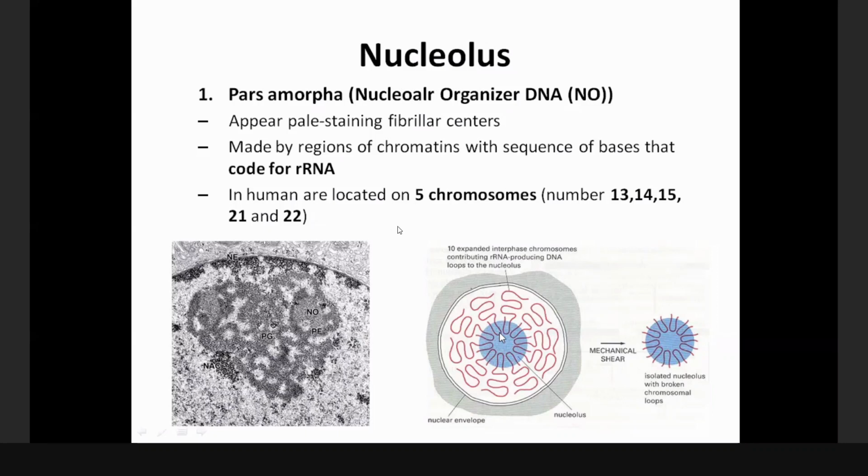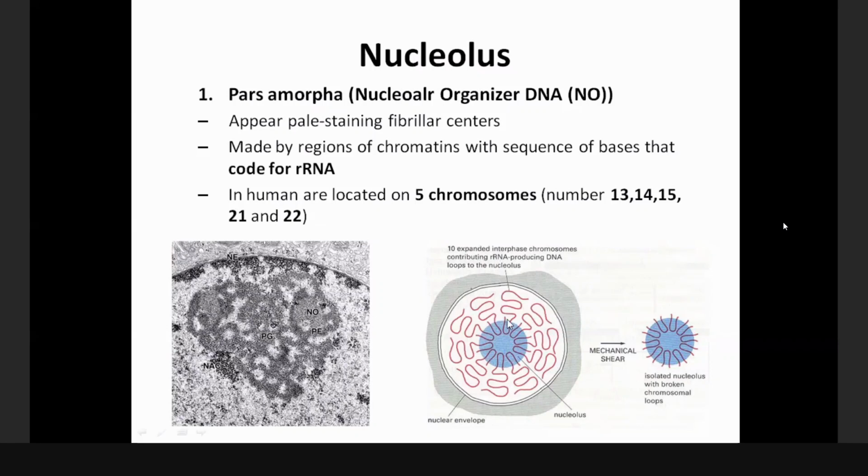DNA, which can come and may go. For example, during cell divisions, when chromosomes are condensed, this would be retracted. That's the reason why you don't see nucleolus in dividing cells. When chromosomes are retracted, when chromatins are retracted for packing and forming chromosomes, you don't see nucleolus.